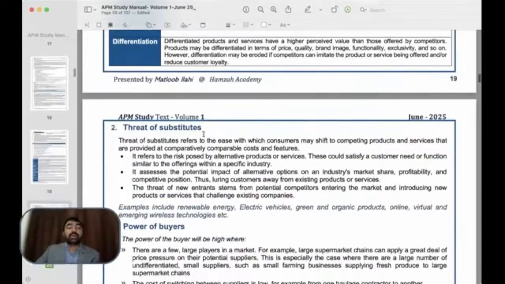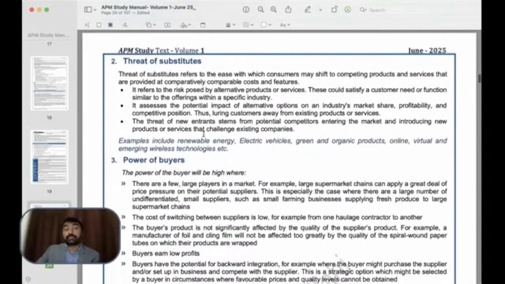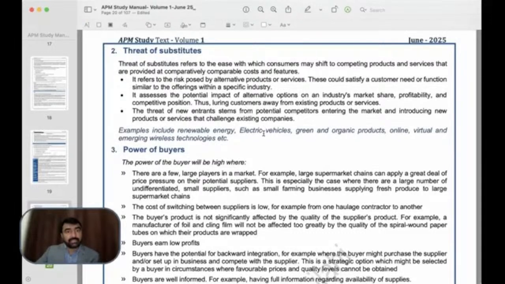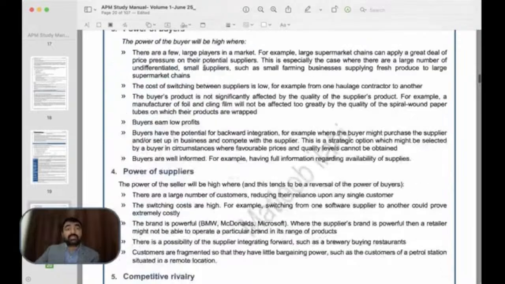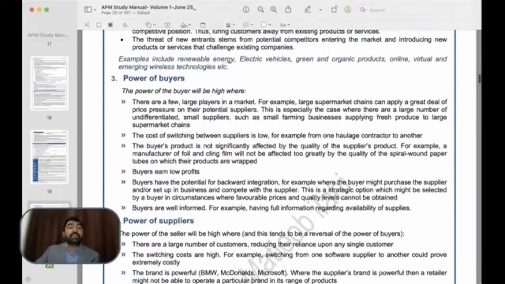Okay, next, threat of substitutes. Threat of substitutes refers to the ease with which consumers may shift to competing products and services, as I discussed earlier with you. Examples of these include renewable energy, electric vehicles, green and organic products, online, virtual, and emerging wireless technologies. All these are emerging as threats for conventional products.